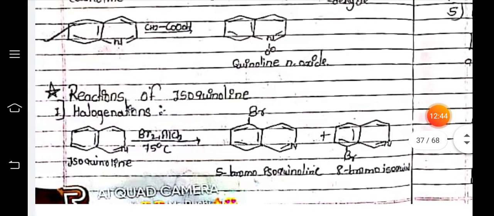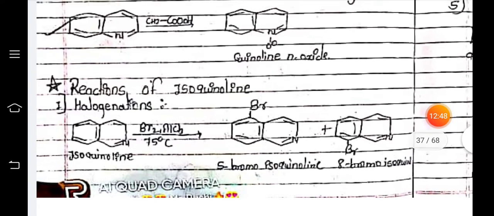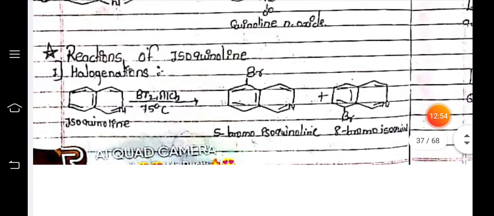Another reagent is the carboxylic peracid. This can also give oxidation at the nitrogen atom. So we will get quinoline N-oxide as the product of this reaction.